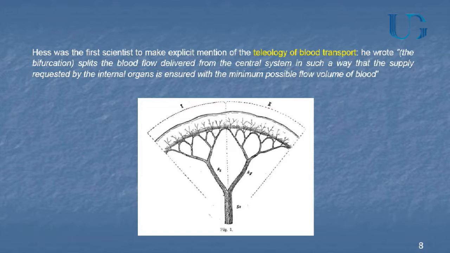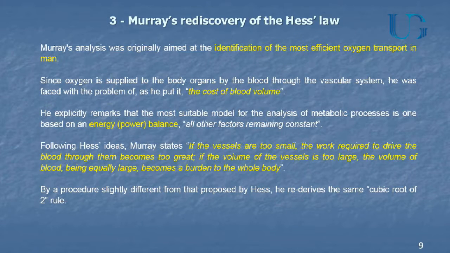Hess' law was revisited and re-derived by Murray in 1926. Murray says in his papers that he's offering a new derivation, and that his formulae cannot be derived from Hess' formulation. This is not true. Hess' formulation can be extended and expanded to get the same results as Murray, almost all of the results. Murray was concerned with the transport of oxygen into the cells.